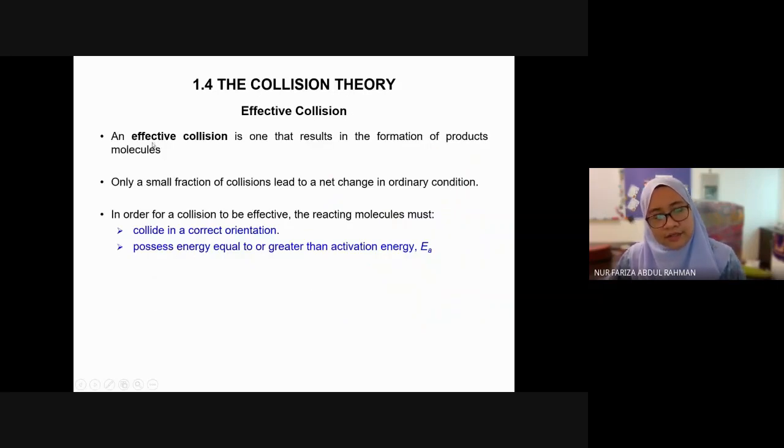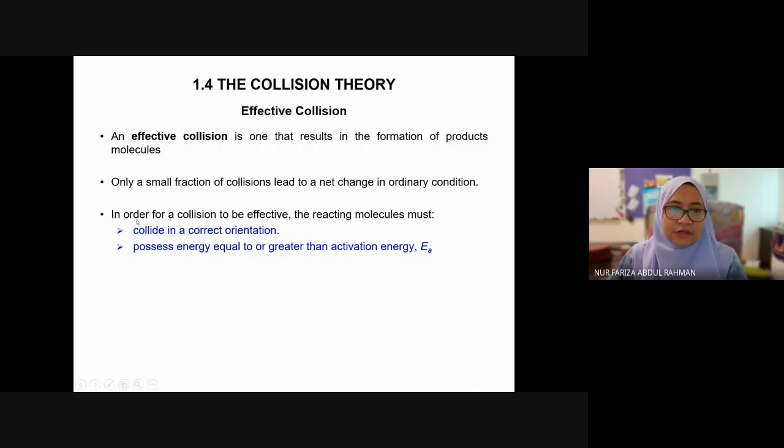So what is effective collision? Like I said, collision yang produce product, okay? An effective collision is one that results in the formation of product molecules. Only a small fraction of collisions lead to a net change in ordinary conditions. Sebenarnya collision, banyak sangat berlaku, okay? Tapi effective collision is nak kata rare, bukanlah rare kan, dia depends on the condition of that reaction.